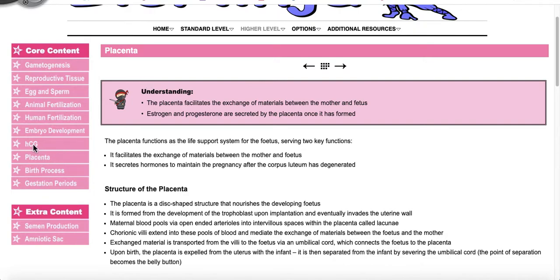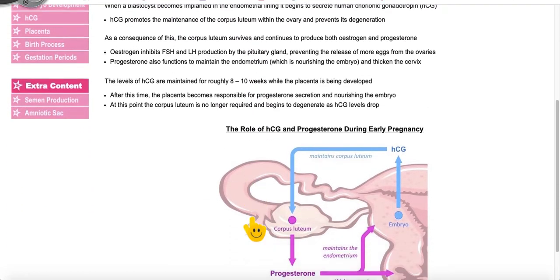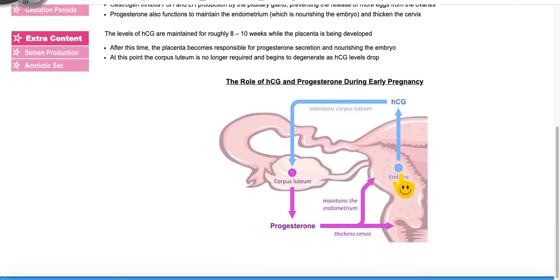So I just wanted to quickly review what we learned in the last video regarding human chorionic gonadotropin, or the HCG hormone. Remember that once the embryo has been implanted within the walls of the endometrium, the embryo starts to release HCG. And this is what's going to maintain the corpus luteum, which is the remains of the follicle. So the corpus luteum is not going to deteriorate and is going to release progesterone, which is going to thicken the cervix and is going to maintain the endometrial wall so that the embryo doesn't shed.